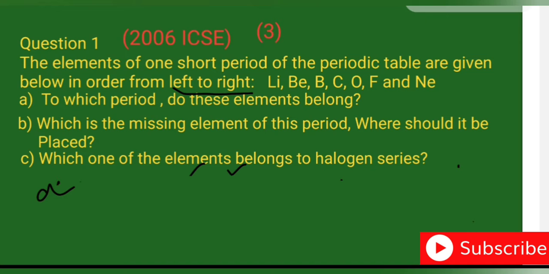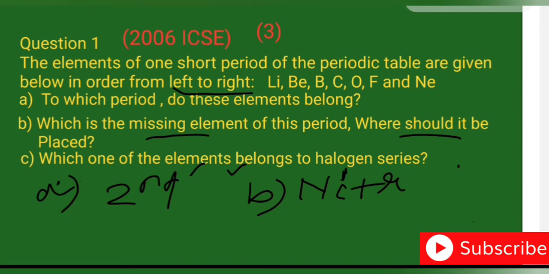The answer of question A: to which period? The period is the second period. To which period does it belong? Then question B: which is the missing element of the period? Where should it be placed? So here, children, two things you need to write. Which is the missing element? Nitrogen is the missing element.